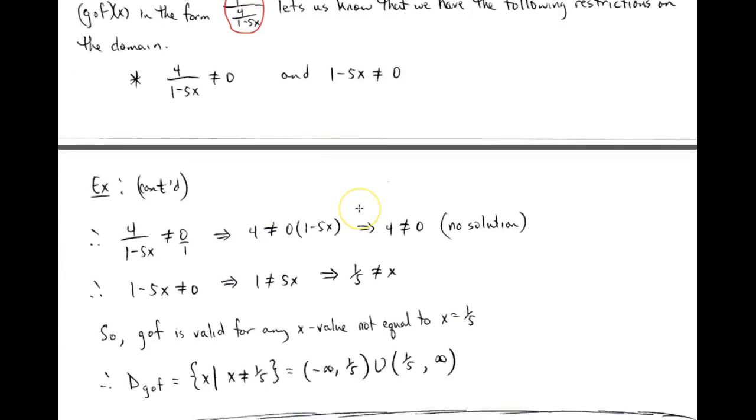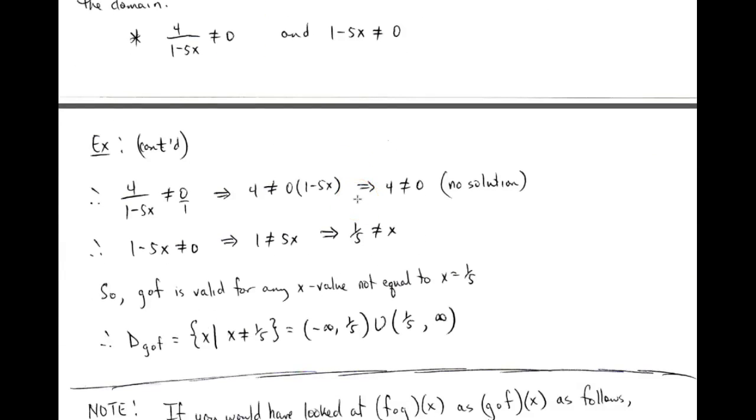So looking forward here, if we were to try to solve this, we would just get 4 does not equal 0, which we know is no solution. If we solve this by adding 5x to both sides, then we see we have 1 is not equal to 5x. And if we divide both sides by 5, we see that x cannot be equal to 1/5. So out of everything, the only value of x that we can't plug in is 1/5. So in interval notation, this would look this way.